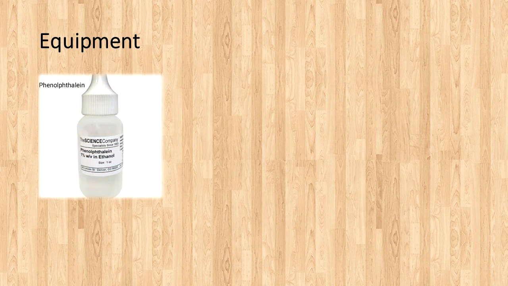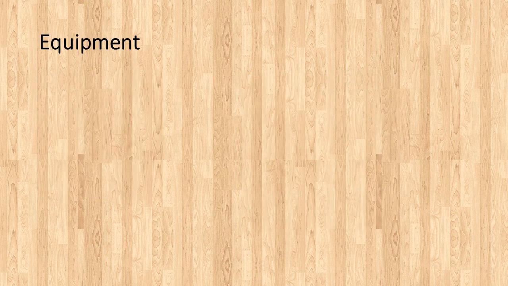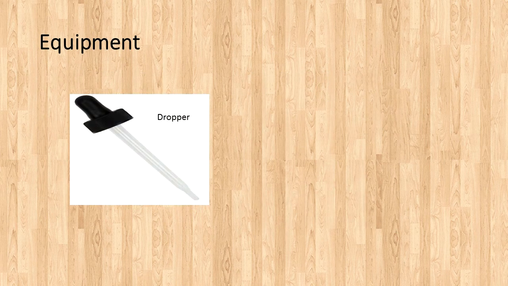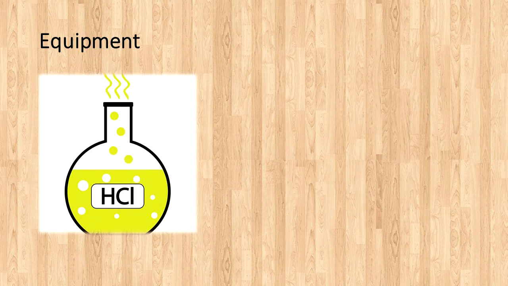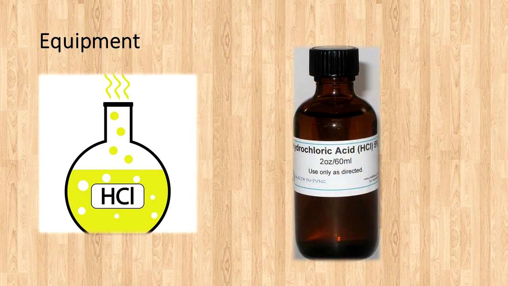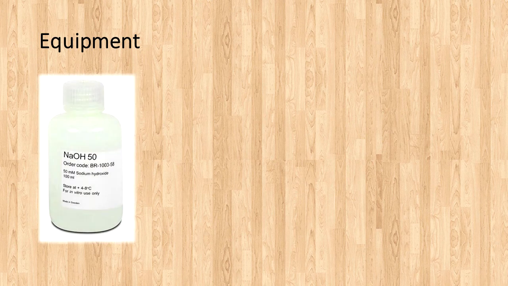5. Phenolphthalein. Phenolphthalein is a colorless weak acid. It turns colorless in acidic solutions and pink in basic solutions. 6. Dropper. Dropper is used for drawing in a liquid and expelling it in drops. 7. Unknown molarity of hydrochloric acid solution. 8. 0.1 molar of sodium hydroxide.